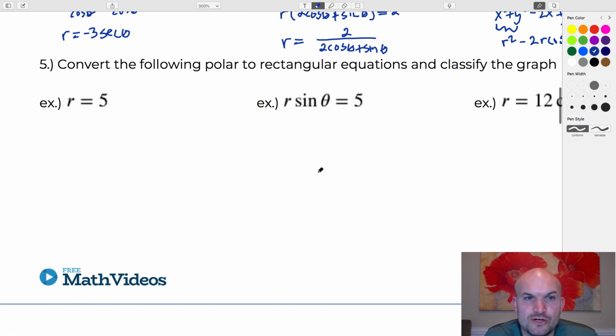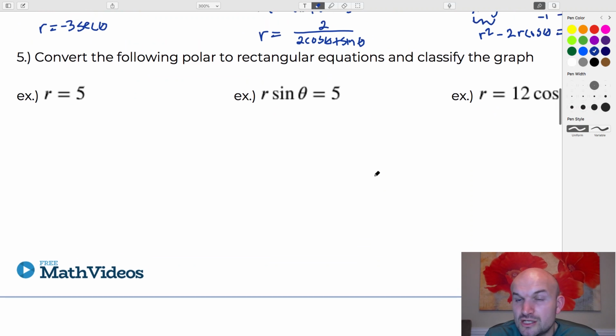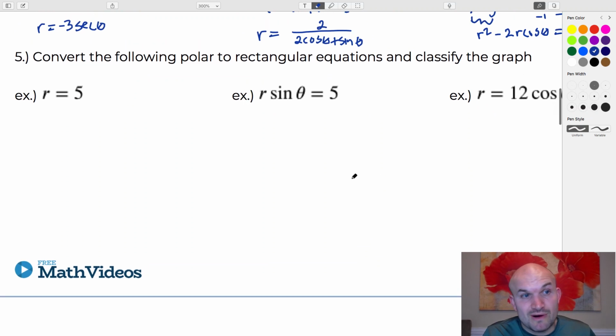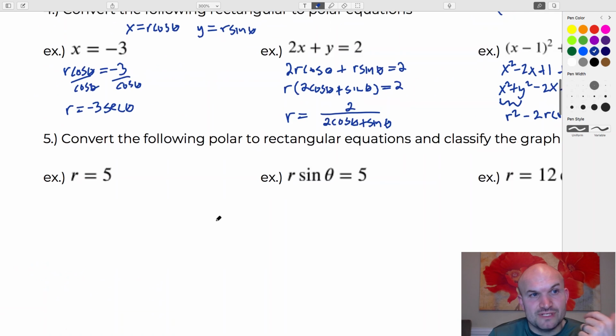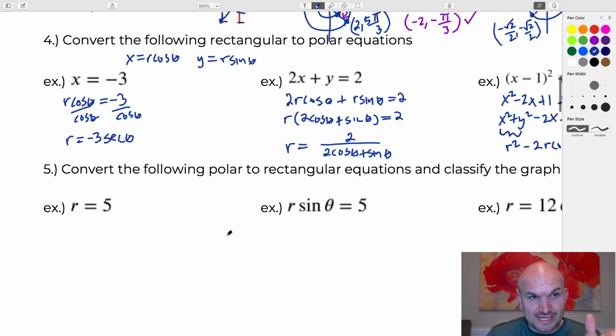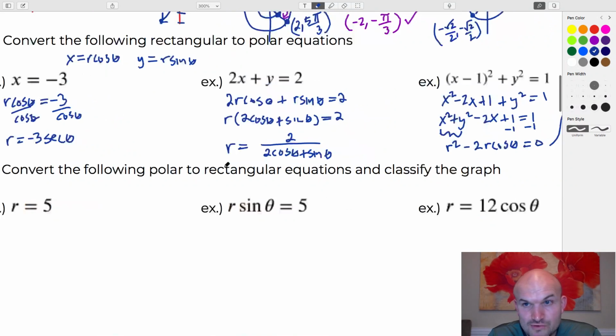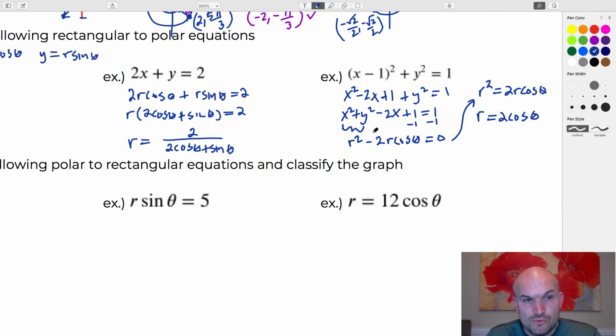For right now, we just want to convert from polar to rectangular equations and then classify the graph. So we see if we can determine what the graph is. So now we want to get rid of the r and the theta. All right. So last time to get rid of rectangular, we want to get rid of x and y. Now to get rid of polar, we want to get rid of r and theta. So again, kind of using our understanding here, to get rid of r, we need to have it either multiplied by cosine or sine, or we need to have it squared.